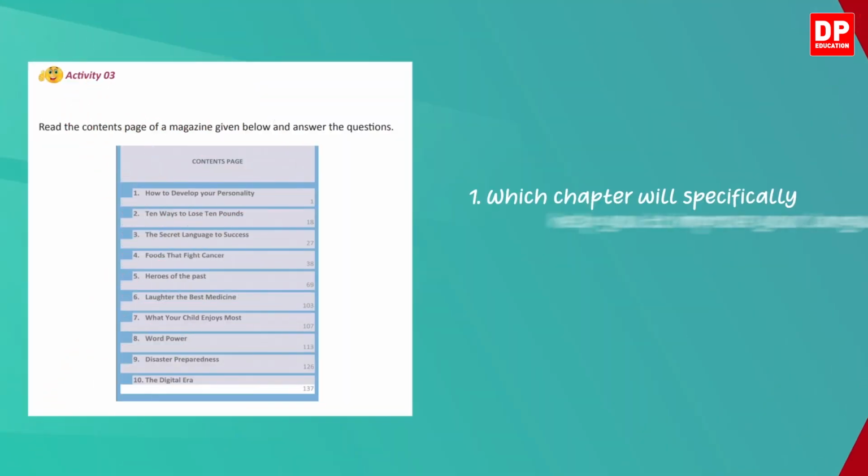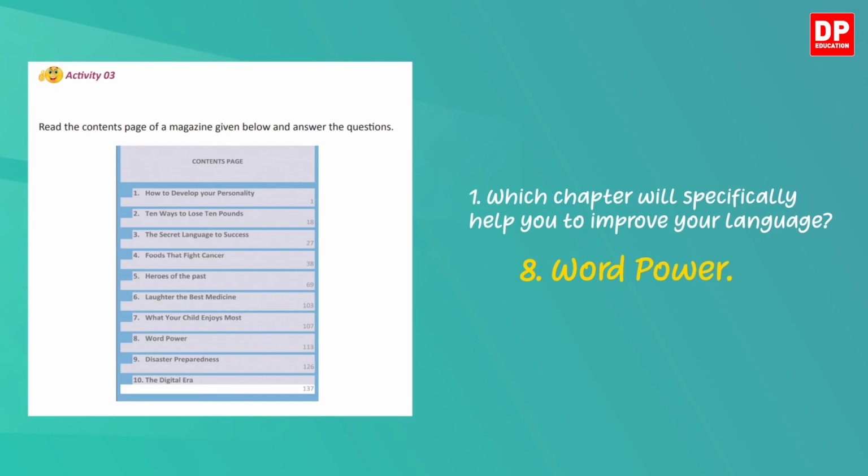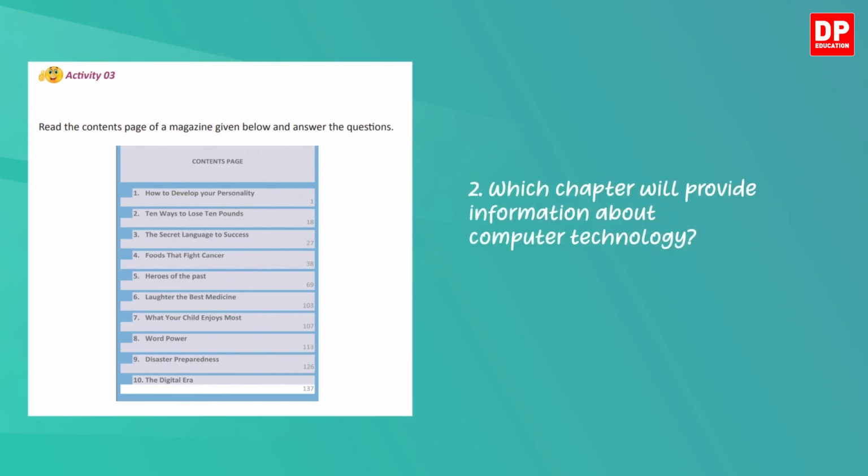Okay, let's check your answers. What about the first one? Which chapter will specifically help you to improve your language? Go through the contents page. Yes, it's chapter 8, Word Power. Now the second one. Which chapter will provide information about computer technology? Yes, it's the 10th chapter, the digital era.